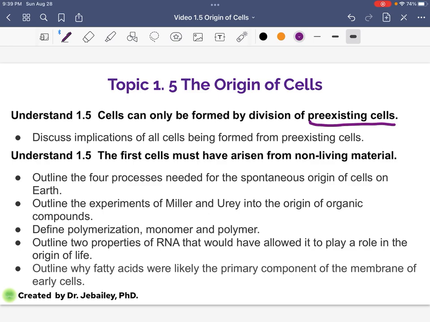The second thing you must understand is that the first cells must have arisen from non-living material. This is where we're going to talk about how they came up with that first cell. Because again, Louis Pasteur says cells of today came from pre-existing cells, but what about the first ever cell? We do have a theory, and we're going to talk about that theory through the experiment of Miller and Urey, how they came up with some of these ideas. We're going to understand the process of it.